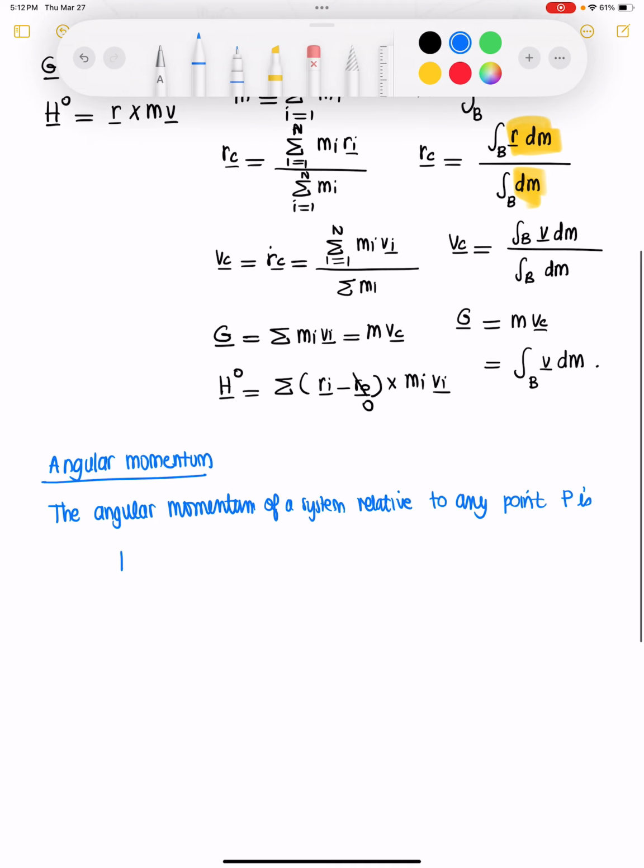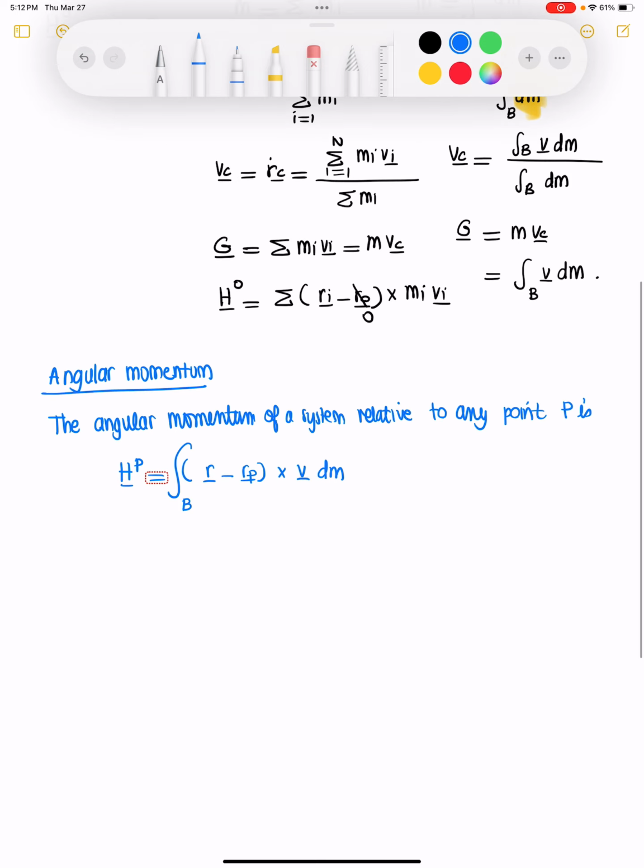is H_P equal to the position vector from the point P to the particle, that's r minus r_P, crossed with v dm, the velocity of the individual particle times its mass. So here when I'm talking about particle, what I mean is the differential mass. And that's integrating over the body.